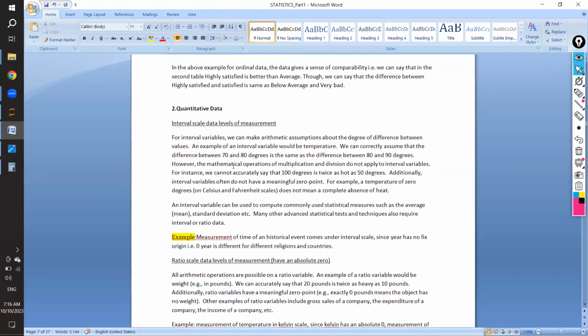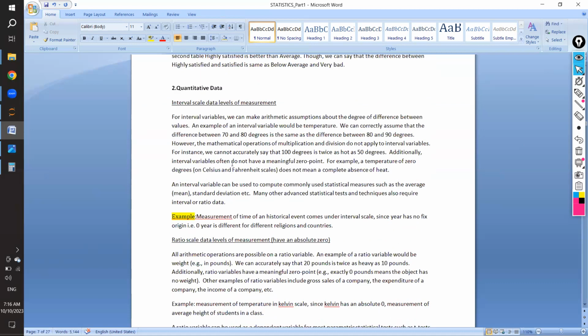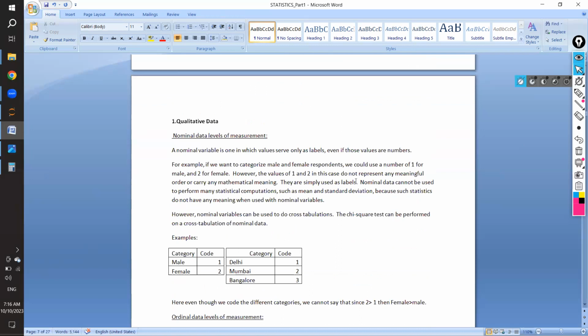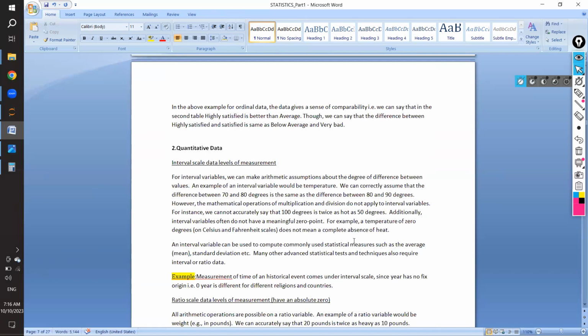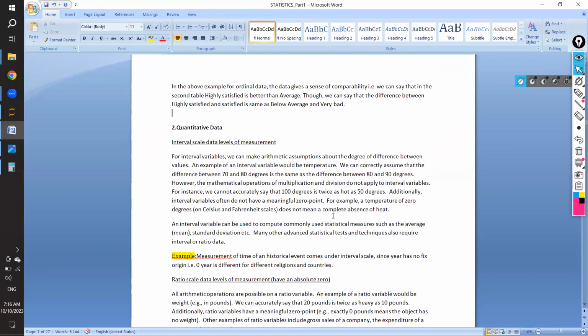Now coming to quantitative data. Here you have two things. If you go above in quantitative, you have interval and ratio. So now let's try to understand what is interval and what is ratio.